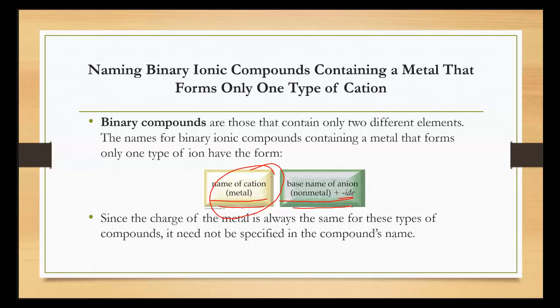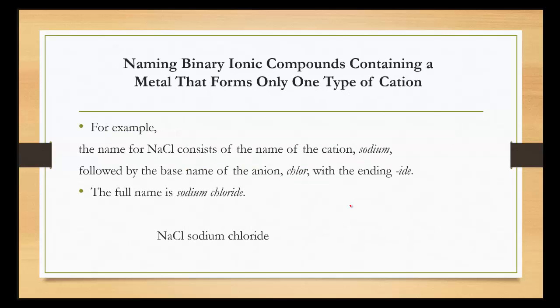For instance, sodium chloride, NaCl: sodium will always be a +1 and chlorine will always be a -1. So we don't have to say sodium(I) chloride. Notice there are no parentheses there.